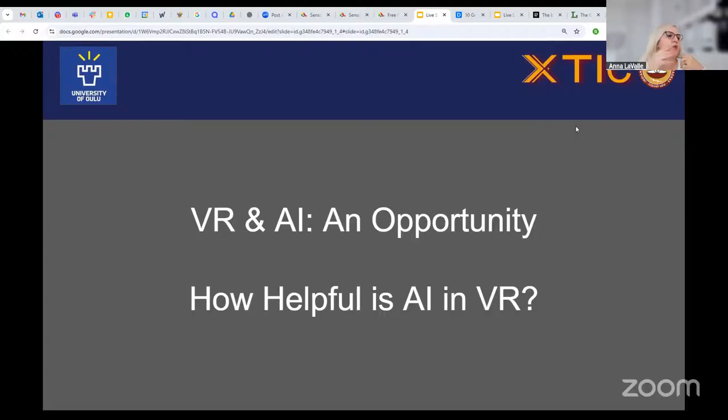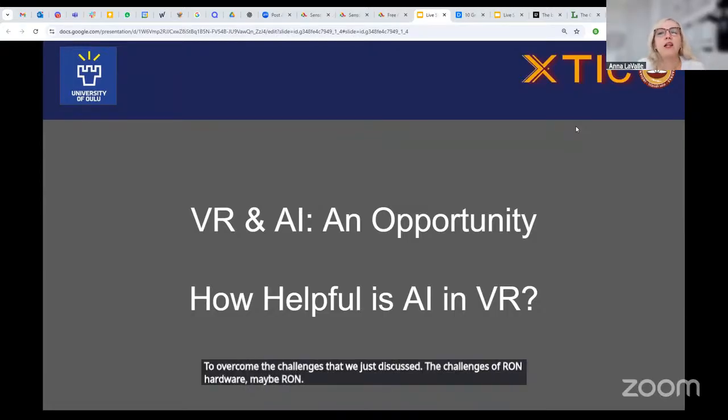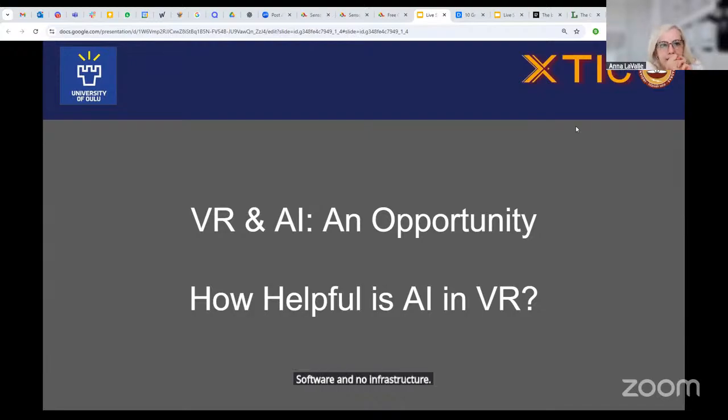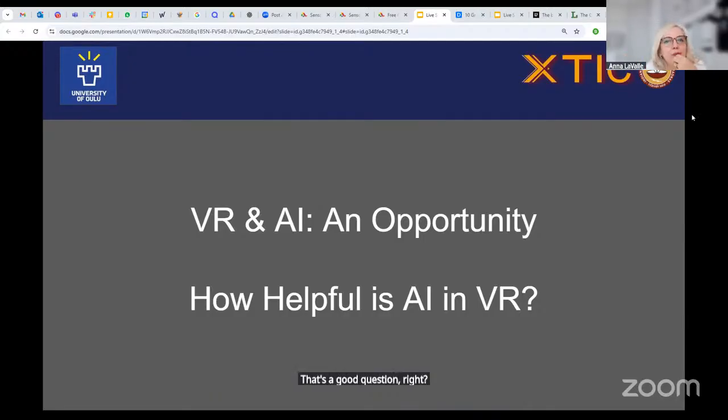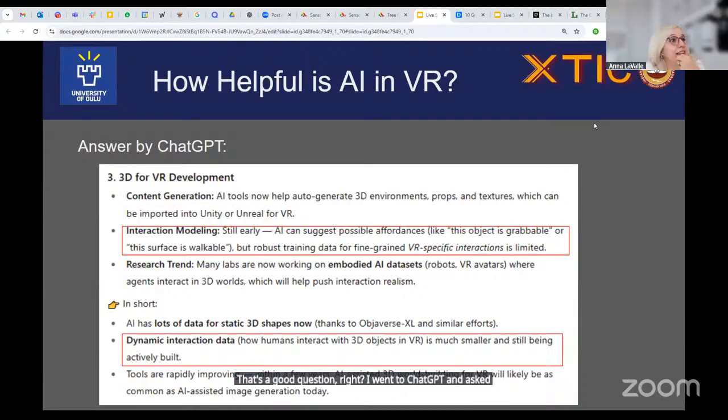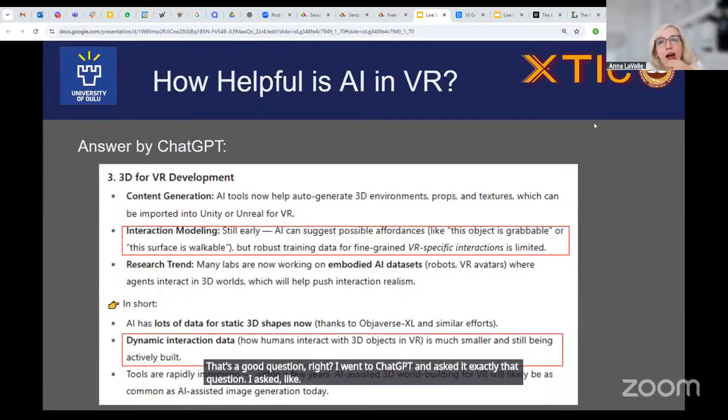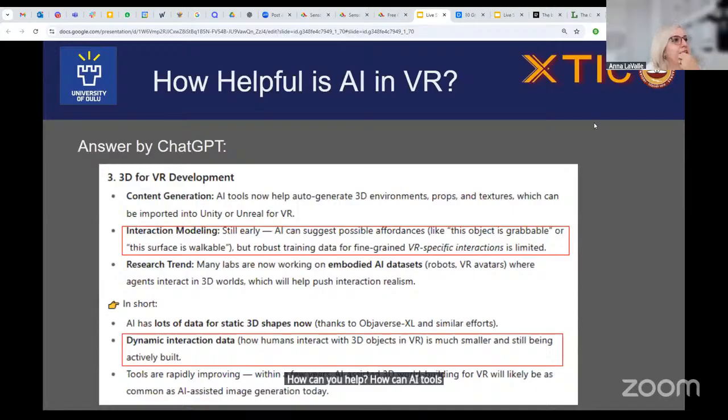So what if I pose a question: how helpful is AI in overcoming the challenges that we just discussed? The challenges of wrong hardware, maybe wrong software, and no infrastructure, no widely used applications. How helpful is AI? That's a good question, right? I went to ChatGPT and asked it exactly that: how can AI tools help today with VR development? And it was a pretty modest answer.